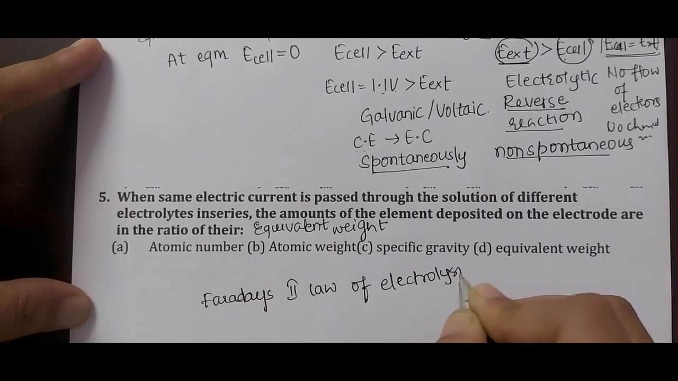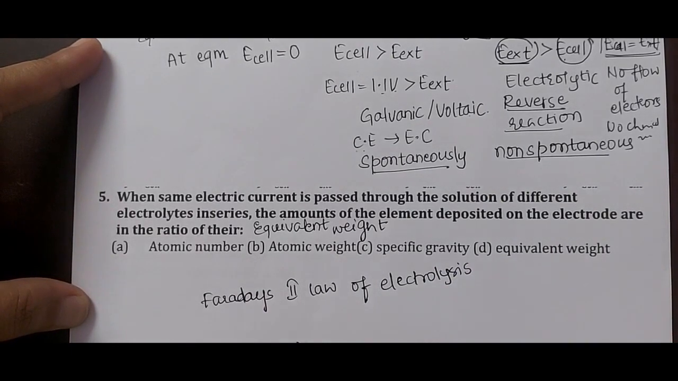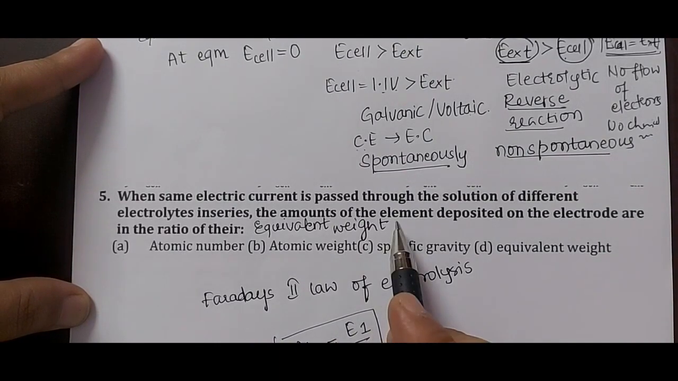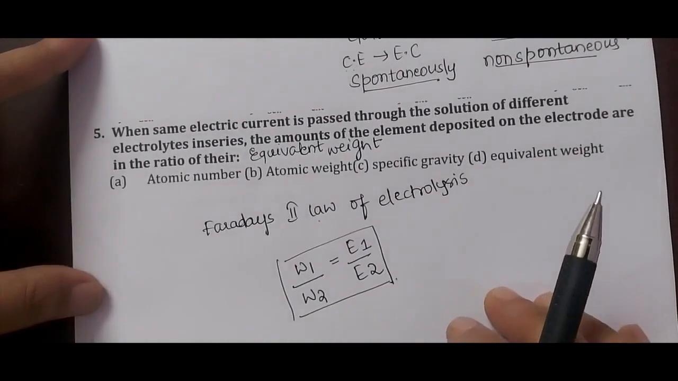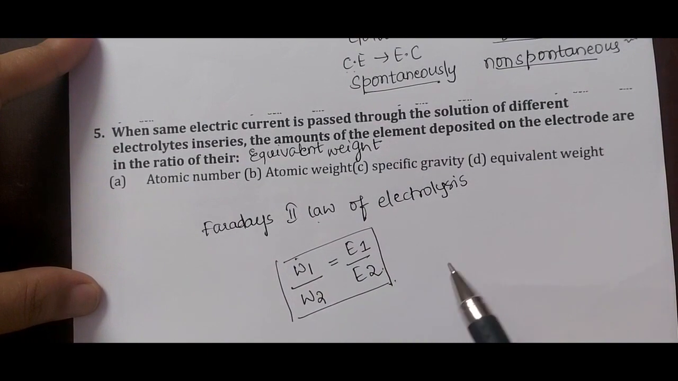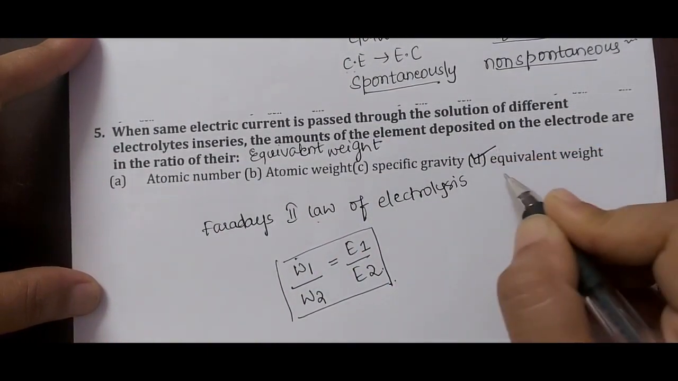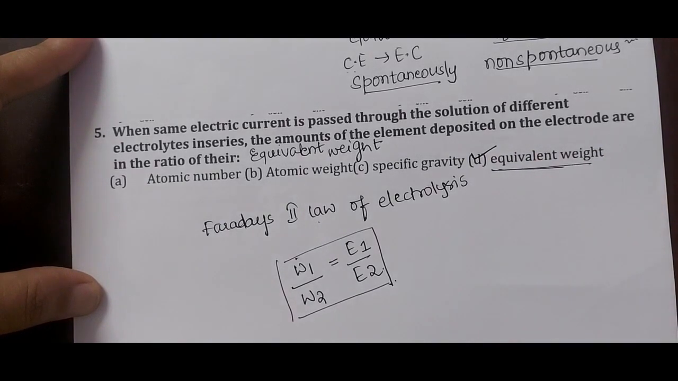second law of electrolysis, which says that when you pass same amount of electric current, whatever mass of the substance is deposited on the electrode is in the ratio of their equivalent weight. So if at all we consider this mathematical expression, it is based on Faraday's second law of electrolysis, and hence here the correct option is option D, that is equivalent weight. So again, for this we'll refer NCERT.